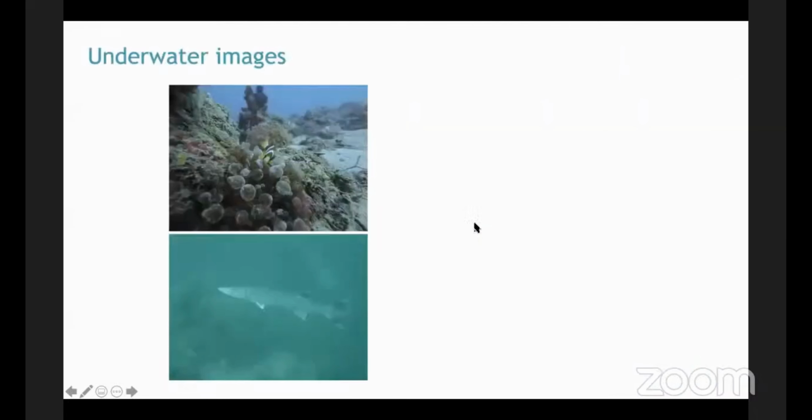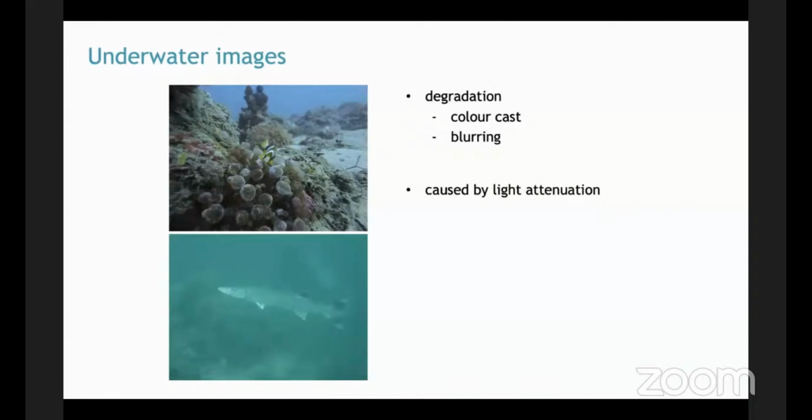So here we have two underwater images. Underwater images are very typically degraded by color cast and blurring. This is caused by light attenuation, which depends on the water environment and also the scene. By the water environment, I mean the different water types. So here you can see one with the typical blue cast and one with a green cast. And by the scene, I mean the distance between the object and the camera, and also the depth of the scene under the water surface.